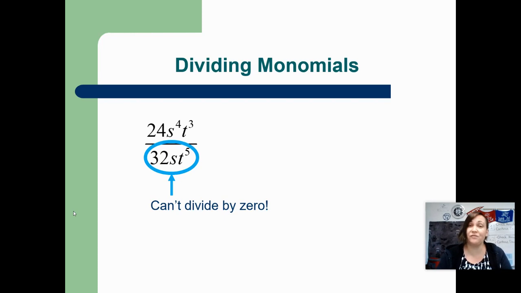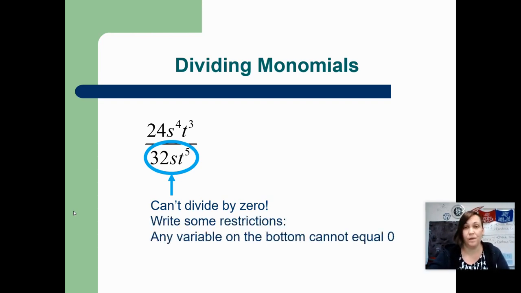So to prevent that from happening, to make this problem mathematically possible, we need to state that the denominator is not going to equal 0. On a monomial problem like this, where there's no adding or subtracting, all you have to do is say that every variable underneath the fraction bar can't be 0. So I'm going to say s cannot equal 0 and t cannot equal 0. The not equal sign is the equal sign with the slash through it.